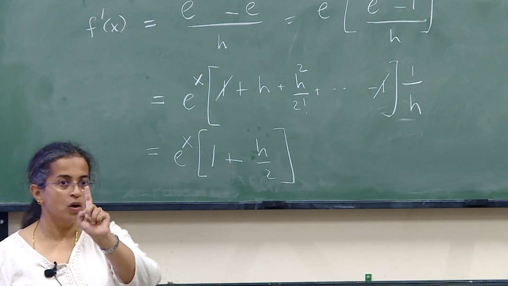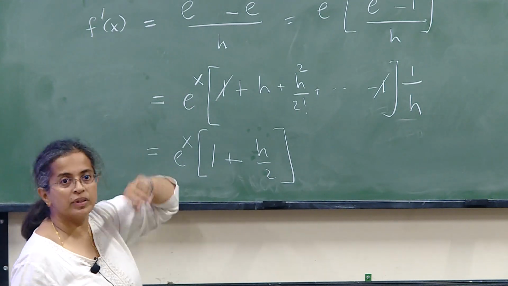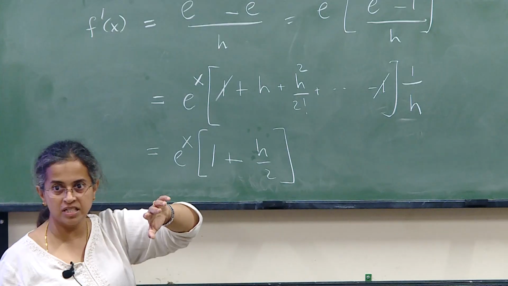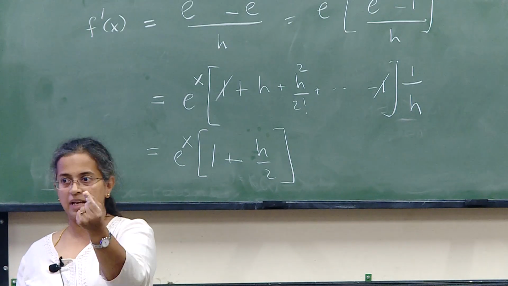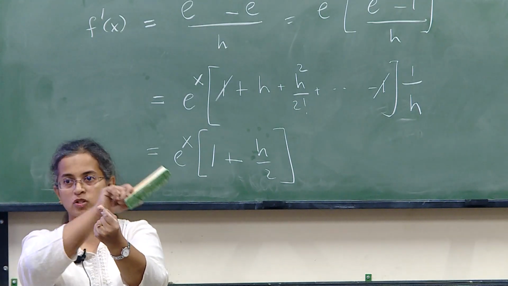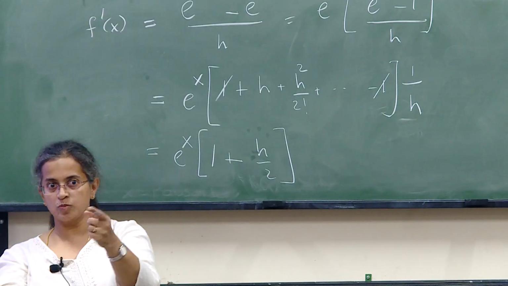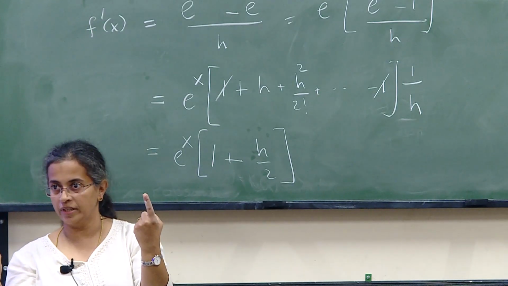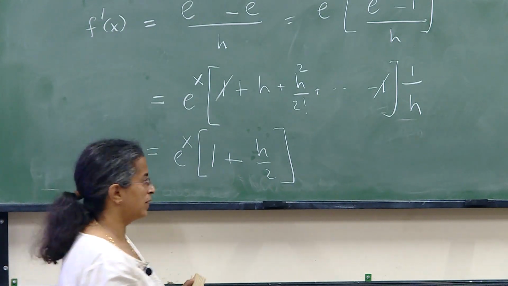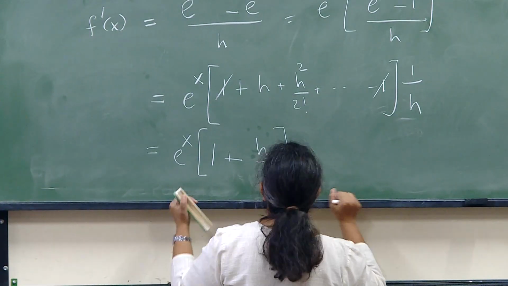Now let's see what happens if I work with a central difference. What does central difference tell me to do? It says pick an x, choose an h by 2 plus h by 2 and a minus h by 2 symmetrically about this point and then find the derivative. Okay, so let's see what happens then.